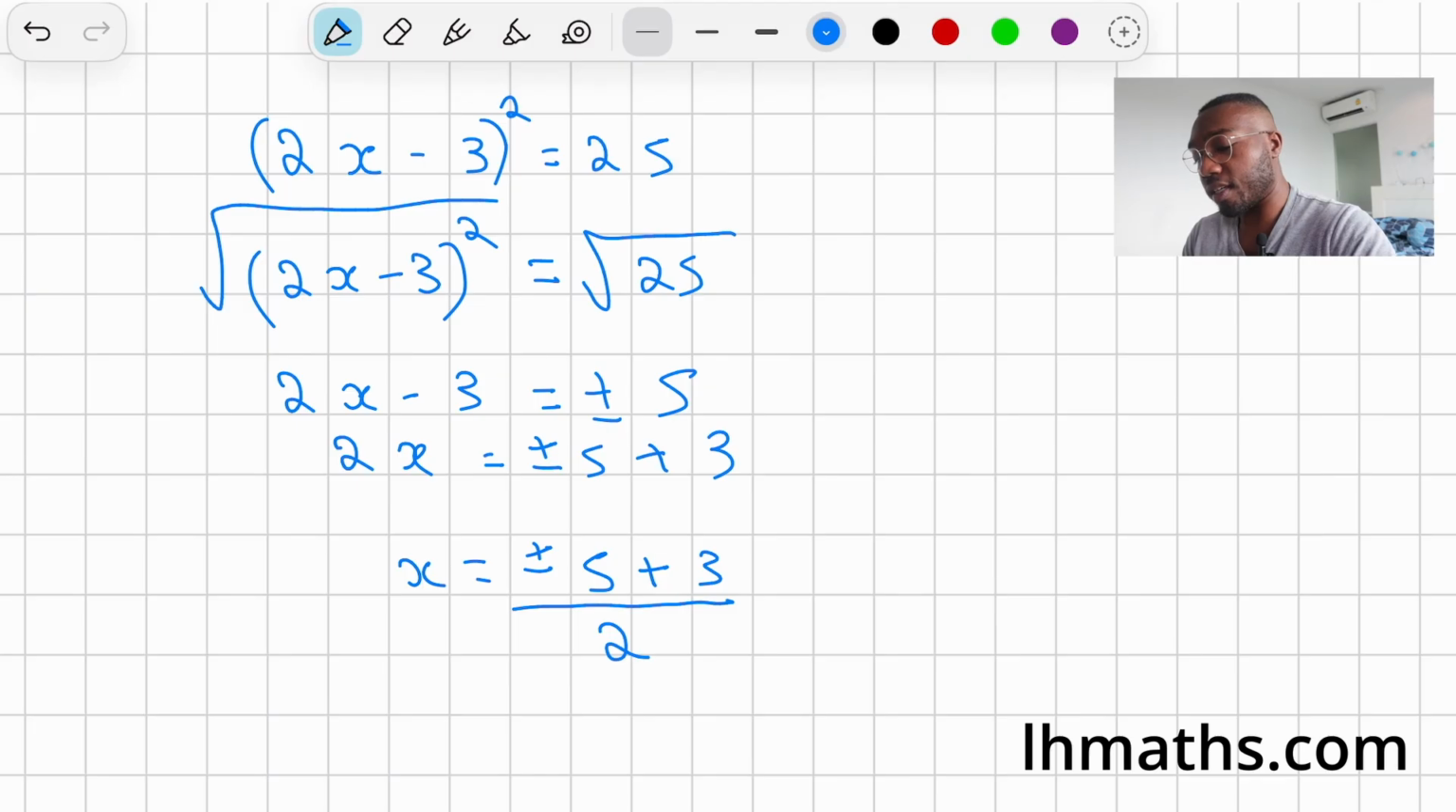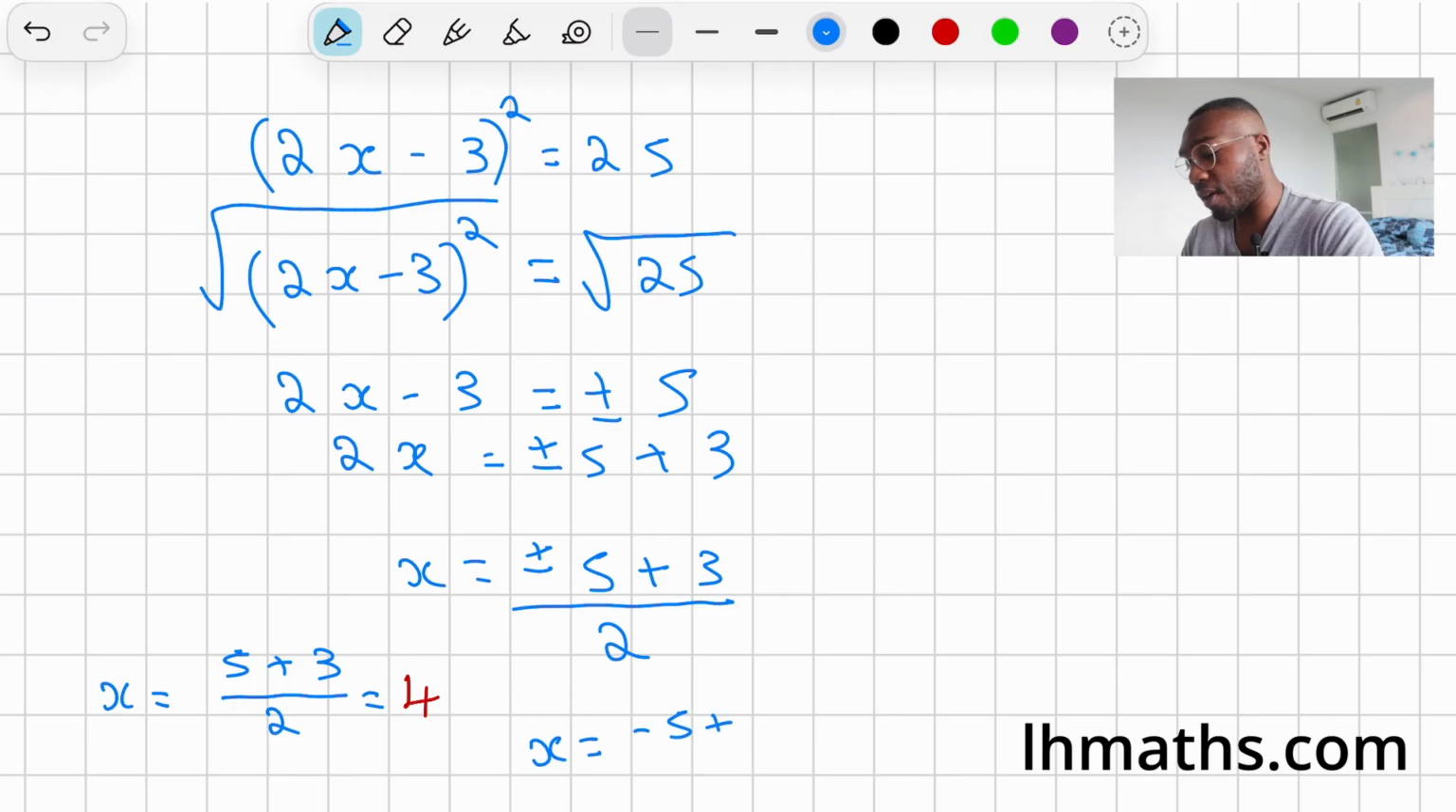So if we do that, let's consider 5 being positive first. So therefore we get positive 5 plus 3 over 2, and that will give us a 4. But then also 5 can be a negative. So we get minus 5 plus 3 over 2, and then that would give us a minus 1. Okay, so in this case, our two values would be 4 and minus 1.